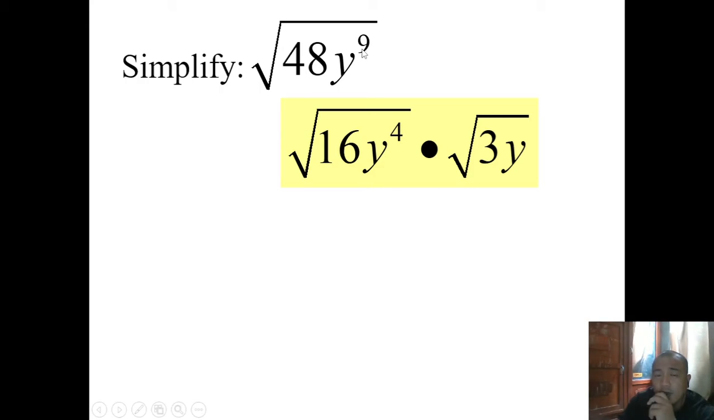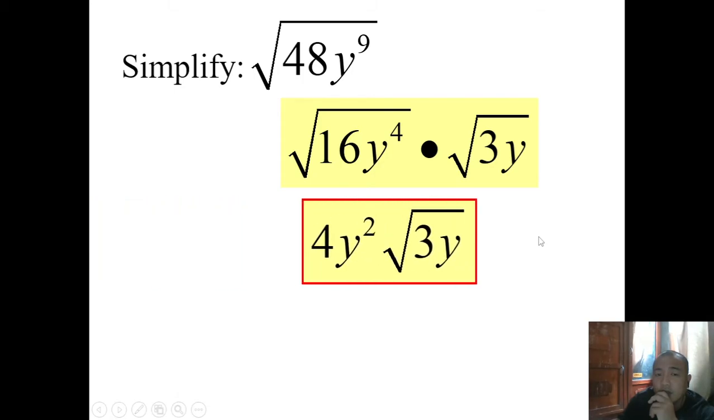So instead of 9, we're going to change this to 5, so that the factors are y to the 4th and y. And then 48 is 16 times 3, so therefore the answer is square root of 16, 4, square root of y to the 4th, 4 divided by 2, y squared, square root of 3y. That is the answer. So it should be 5 so that this is the answer. Okay, square root of 48y to the 5th power.